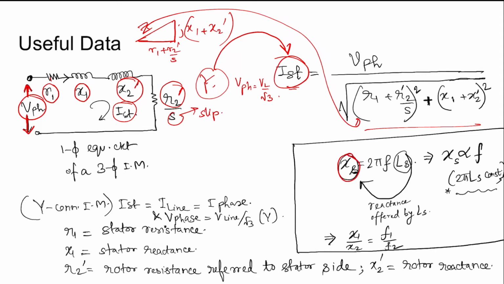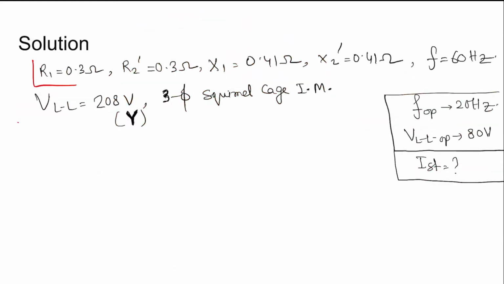One thing to note is that the stator or rotor reactances, if we consider it to be Xs, that is 2 pi f into Ls, where Ls is the actual inductance value. Ls is a machine design constant, so Ls is constant, 2 pi is constant, so Xs has a direct relation with frequency. So if you change the frequency, the reactance offered by the inductances will vary.